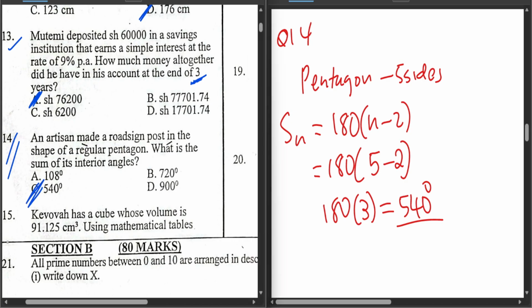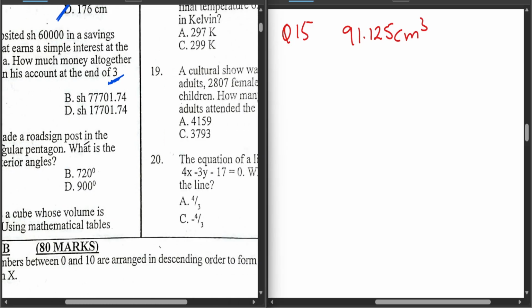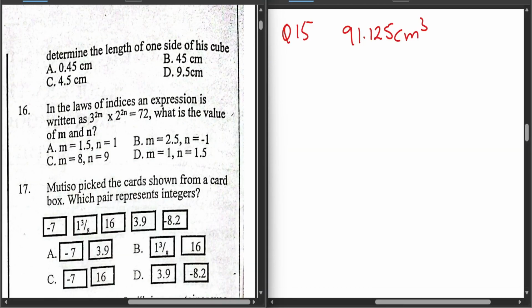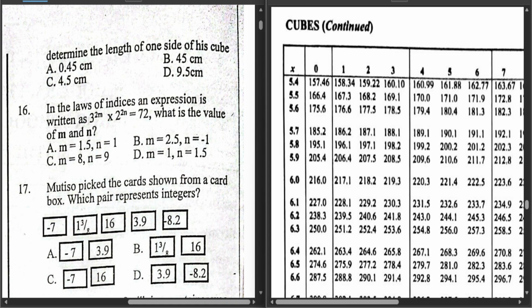Very simple. Now, question 15: Kevova has a cube whose volume is 91.125 cubic centimeters. Using mathematical tables, determine the length of one side of this cube. So you know that volume is equal to s cubed. So if you were to search for s, one of the sides, you just cube root the volume. So for now, we'd cube root 91.125. Now let's go to the math table, which is this one.